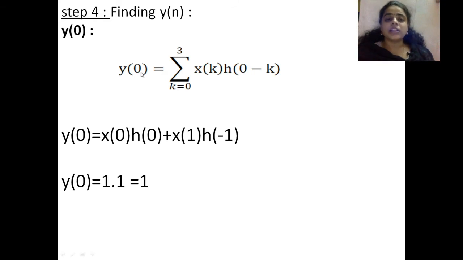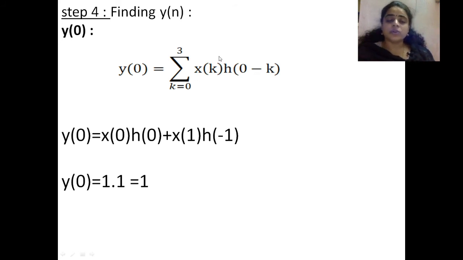So here the length will be 0 to 3. We have to substitute for each and every value of k. First, for k equal to 0: x of 0 into h of 0 plus x of 1 into h of minus 1. Next, x of 2, h of minus 2.